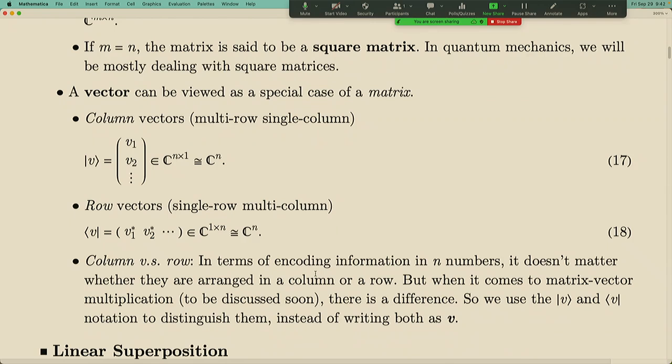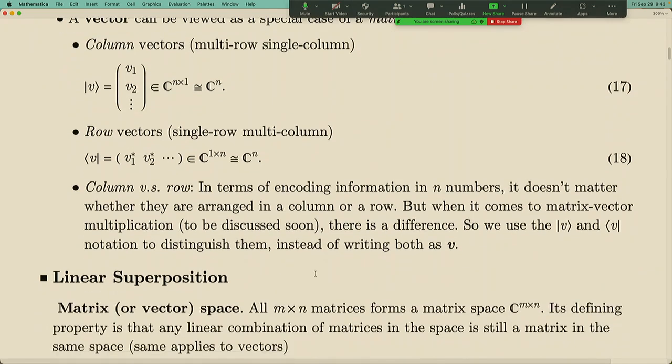So in the following, if we learn how to multiply matrices together, those matrix multiplication rules automatically apply to these vectors. And then these column and row vectors are denoted as C^(n times 1) or C^(1 times n). They are both equivalent in the sense that they have the same number of components as a C^n vector. So why do we need to distinguish column and row vectors? Previously, we said that the purpose of introducing vectors in quantum mechanics is just to introduce a bunch of numbers to encode the state of a quantum system. In terms of encoding information in n different complex numbers, it doesn't really matter whether we arrange these numbers in a row or in a column, right? Because they are all the same n different numbers, and that's it.